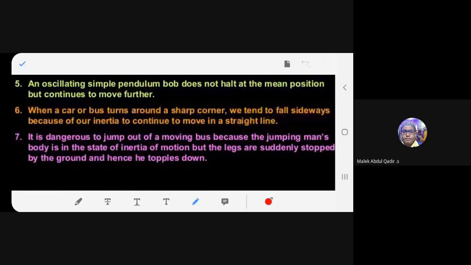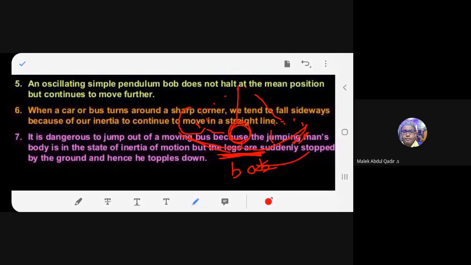Now this is the pendulum and this is the bob. Now it doesn't stop here. Pendulum, then it goes here, then it goes here. Am I right? You get it in the wall clock, you've got a pendulum. It does not stop here, but it keeps on moving here, then it keeps moving there. Like this, it keeps moving. It does not stop at the mean position, but it keeps on moving. So this is another example of inertia of motion.